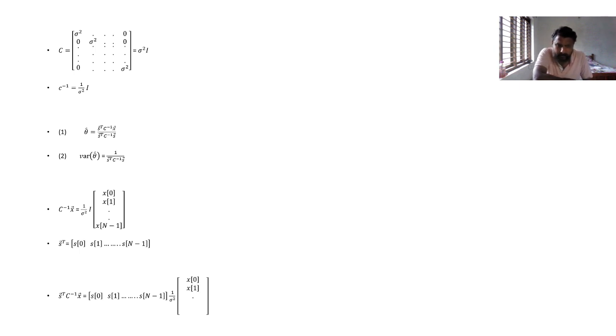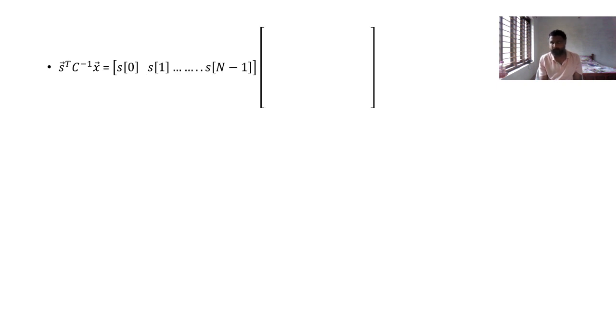No need for writing the I. Or you can write S transpose C inverse into x is nothing but S of 0, S of 1, etc., S of n minus 1, times the diagonal matrix with 1 by sigma square on the diagonal and 0 elsewhere, times x, that is x of 0, x of 1, etc., x of n minus 1.